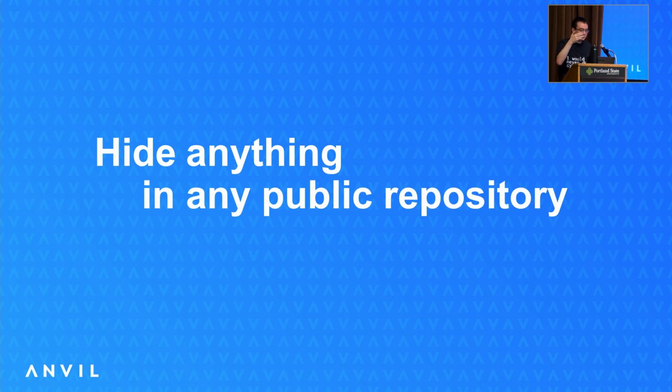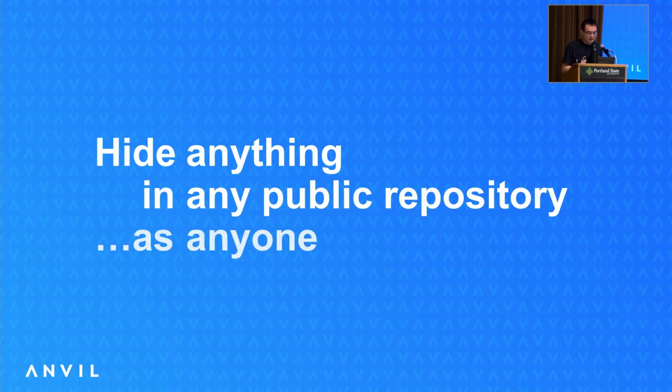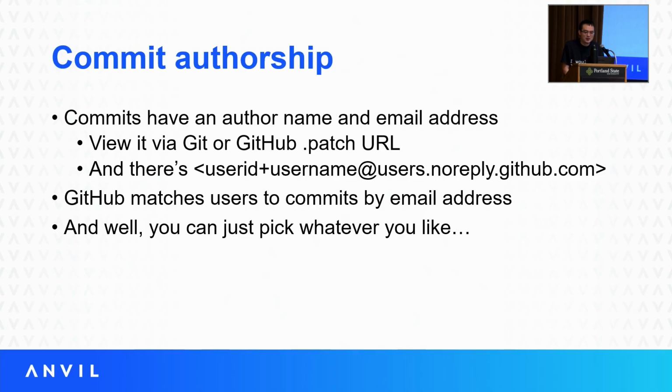You can hide as long as you're okay with having to find the commit hash or just link it, you can hide anything you want, any public repository, as anyone. Because of commit authorship. Because commits all have an author name and email address. You can view this in Git or in GitHub. You can add .patch to the URL to see it. And even for users that don't have a commit, there's this default email address you can use.